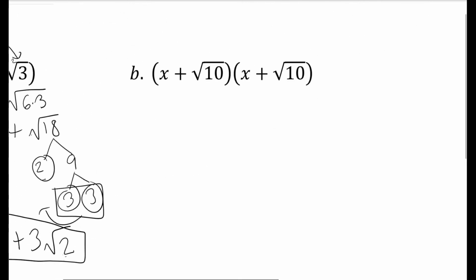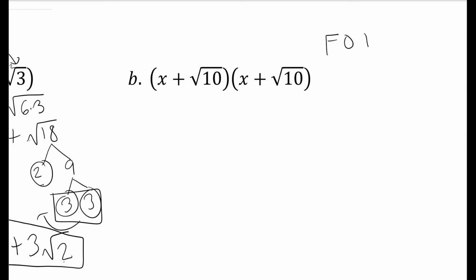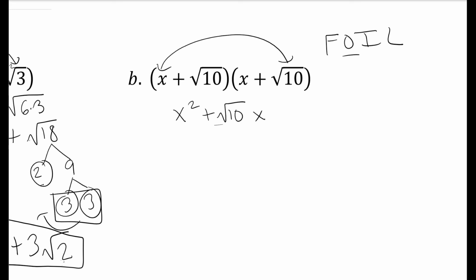Alright, so here we're going to be doing the good old FOIL. So we have the first set of terms. X times x is x squared. Next we have the outside terms. X times square root of 10 is square root of 10x. And that's positive because we got a positive times a positive.